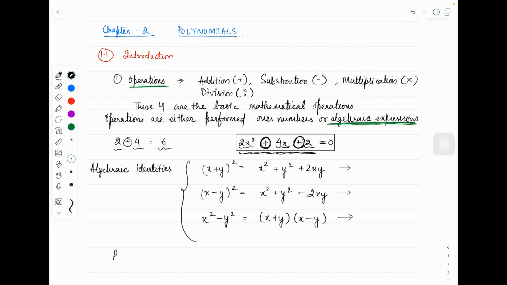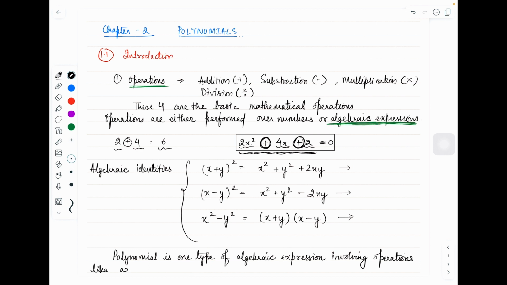So what is a polynomial then? A polynomial is one type of algebraic expression involving operations like addition, subtraction, multiplication and division. I've already said this. This is a polynomial.